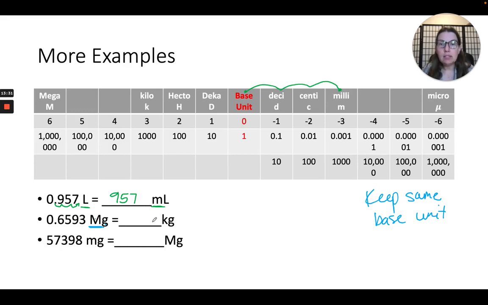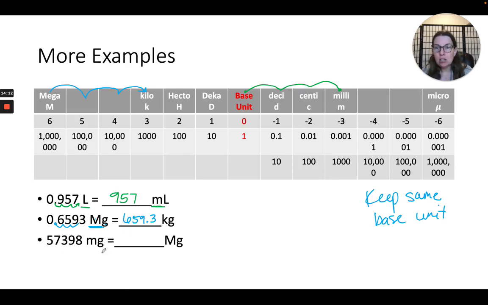I'm going from mega to kilo. So I'm starting at mega, 1, 2, 3 to the right. So I'm going to take this decimal point and go 1, 2, 3 to the right. And that gives us 659.3 kilograms. Now, looking at this, it kind of makes sense because a megagram is a very big unit. So if I have less than 1 megagram, I would expect there to be more kilograms, and these quantities are equal to each other. I'm not changing the measurement. I'm just changing the units that I'm measuring it in. I'm changing into equivalent measurements.